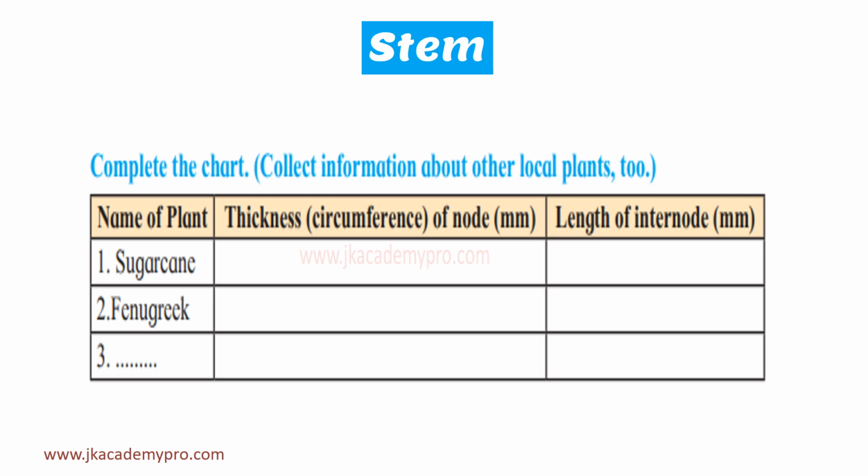Please do this activity and complete this chart. Collect information of various plants in your locality. If you are living in a city or a town and you don't have information about the plants, you can go to the internet and find out the information about the thickness of the node and the length of the internode of various plants. Now, two of them are mentioned, that is sugarcane and fenugreek. You can add as many plants to your list and find out and make a detailed study about it.